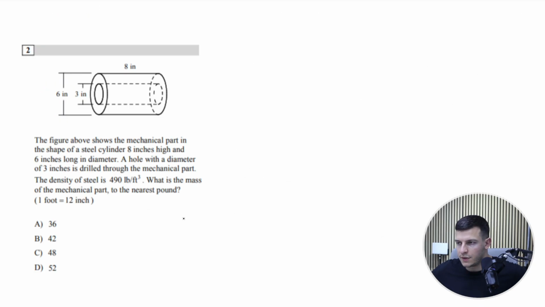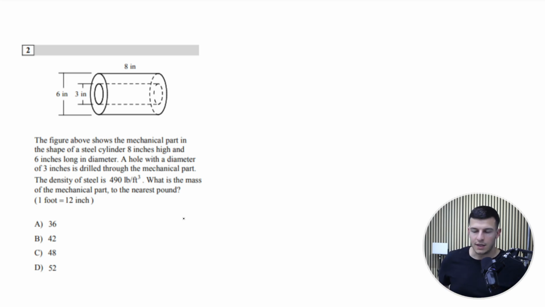The figure above shows a mechanical part in the shape of a steel cylinder, 8 inches high and 6 inches in diameter. A hole with a diameter of 3 inches is drilled through the mechanical part. The density of the steel is 490. What is the mass of the mechanical part to the nearest pound?